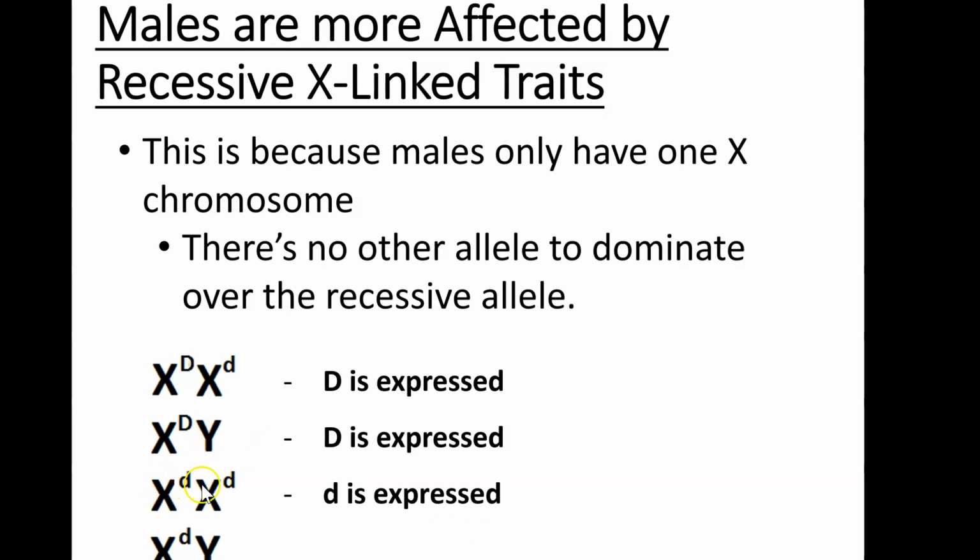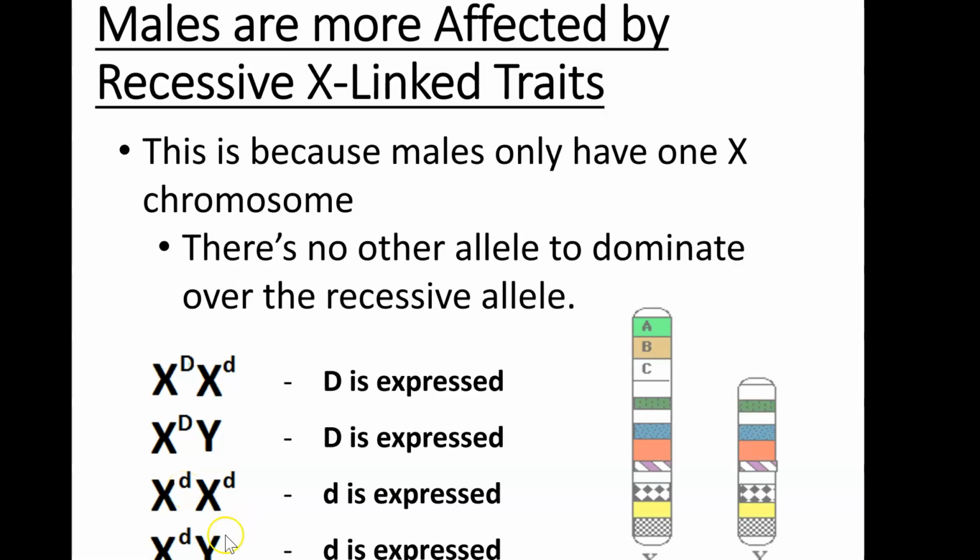If the female has little d, then the D is expressed. Obviously, there's nothing to mask that little d, and this female will have that condition or trait that is recessive. And in this case, this is the male, and he will have that condition or trait as well because there's nothing on the Y that's going to mask that little d.